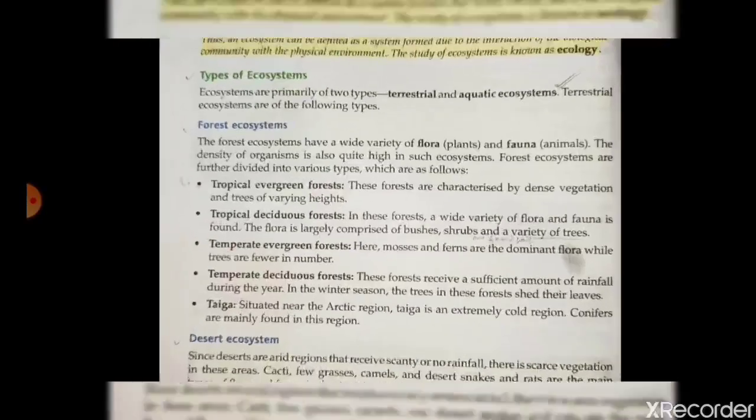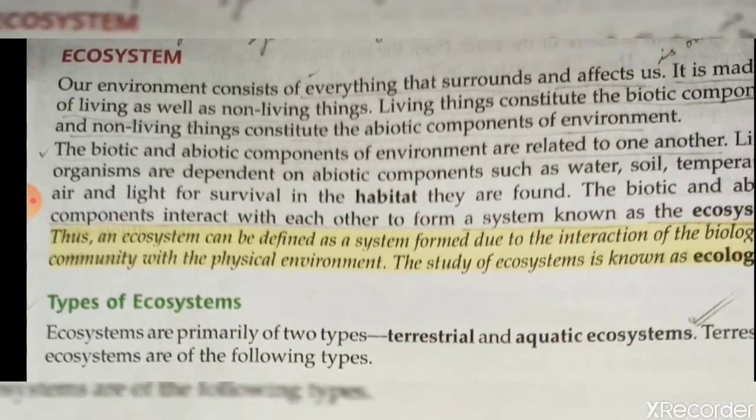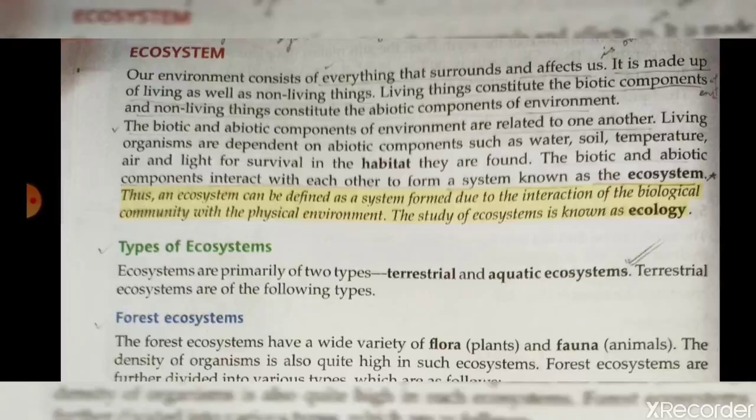Now let us study what is ecosystem. Everything that surrounds us and affects us is our environment. It is made up of living as well as non-living things. Living things constitute the biotic components of the environment, such as plants, animals, and microorganisms, while the non-living things constitute the abiotic components of the environment, such as light, air, water, soil, temperature.